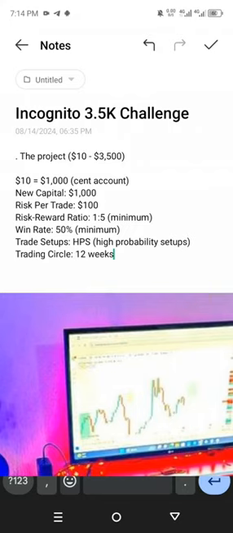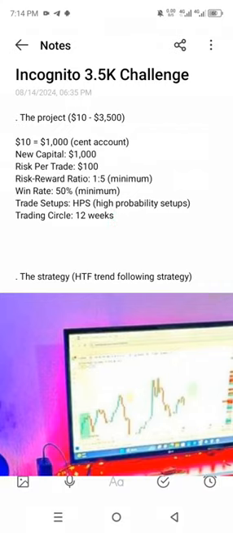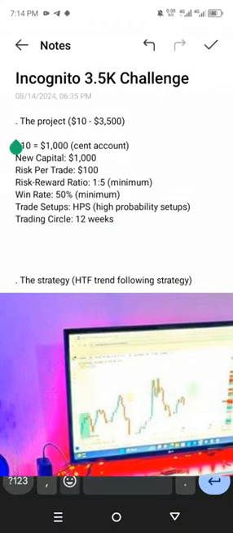So for the trading cycle, we'll be looking at 12 weeks of trading cycles, meaning each cycle will end in 1 week, and the next week another cycle will start, and that is it with the first part of the documentation.